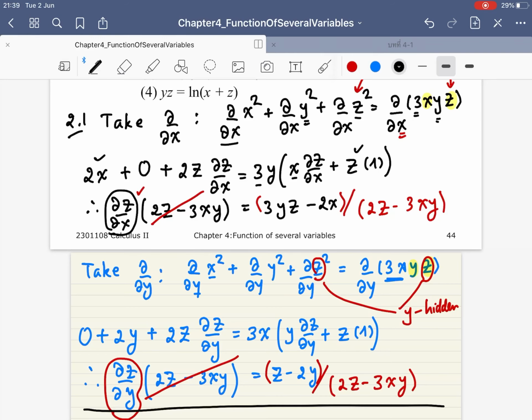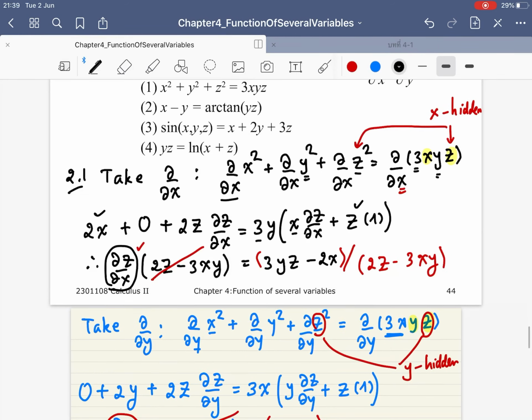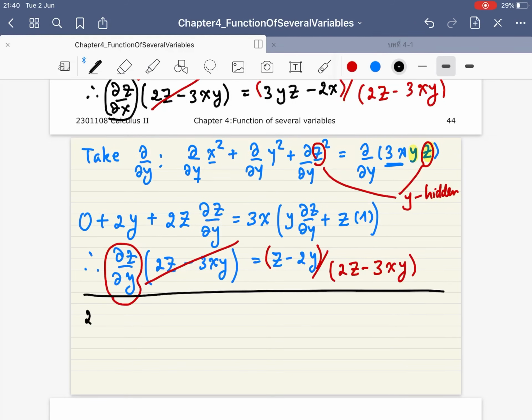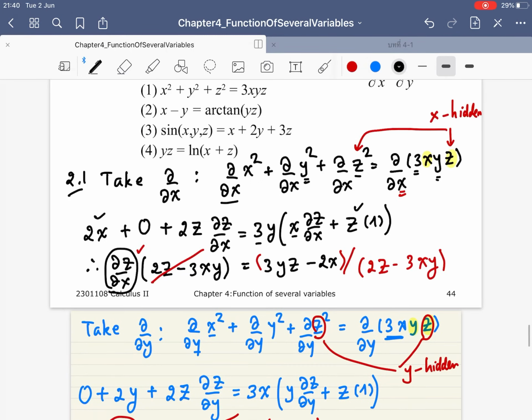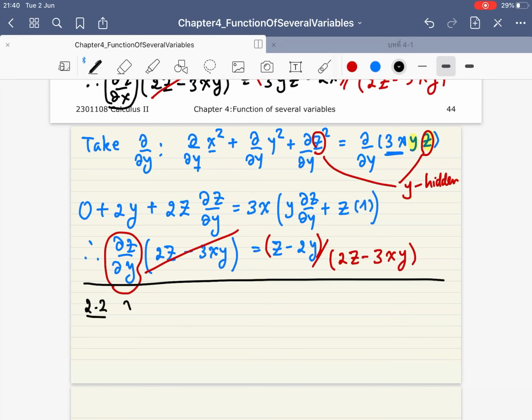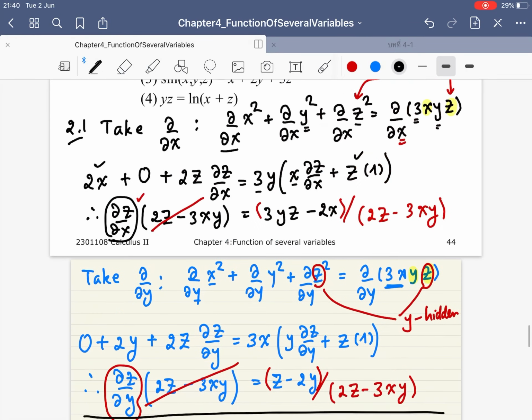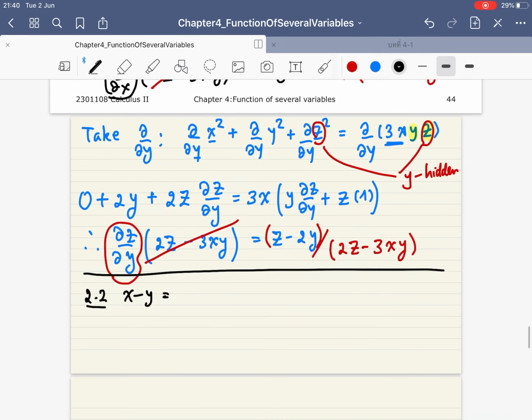Okay, so let us copy the 2.2 for you here, which is x minus y equals arctangent of yz.